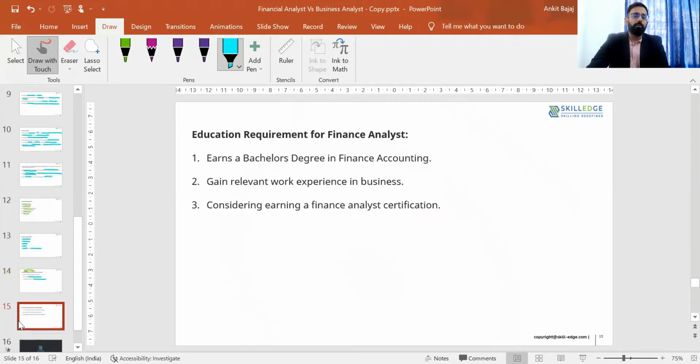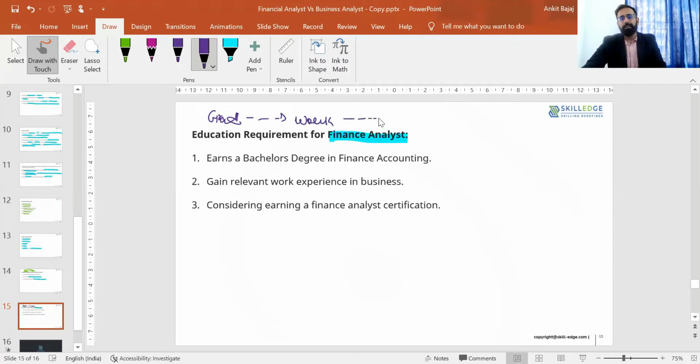Now, if I talk about what is the qualification requirement or education requirement for financial analyst. Here also you can first do graduation, and after that you can take an experience, you can work somewhere, and after working, you can do MBA also, right? Or you can take master's degree, right? But let's suppose if you want to do masters just after graduation, that is also a good idea. You can pursue masters just after completion of your graduation, right?